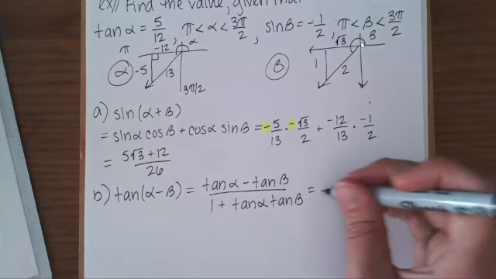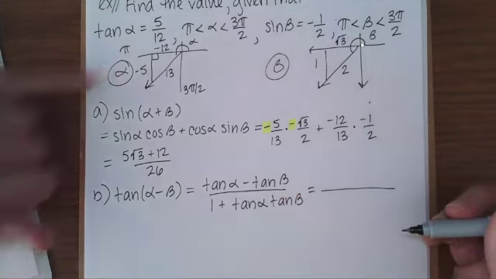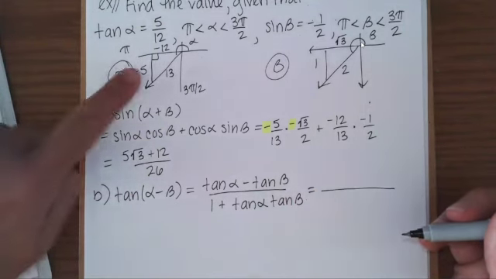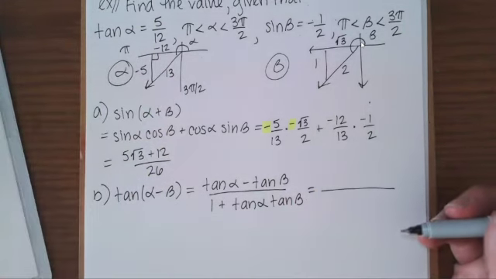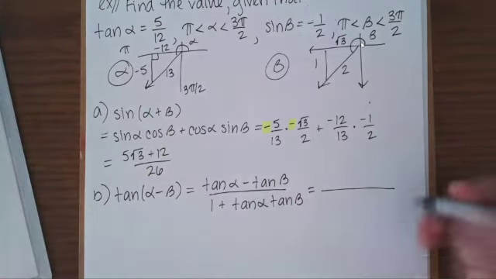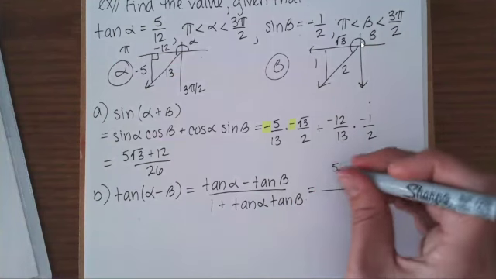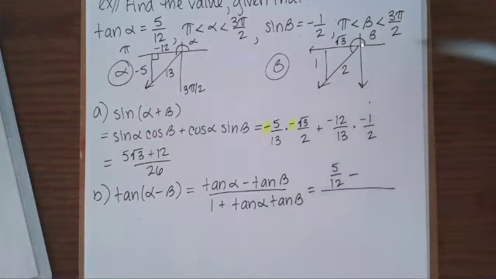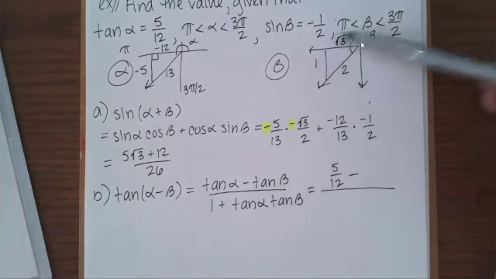So our next step is to fill in all of these values. So looking at our picture of alpha, tangent is opposite over adjacent, and tangent in the third quadrant is positive. So this is going to be 5/12 minus tangent of beta. So tangent's opposite over adjacent. So that's going to be 1 over √3.